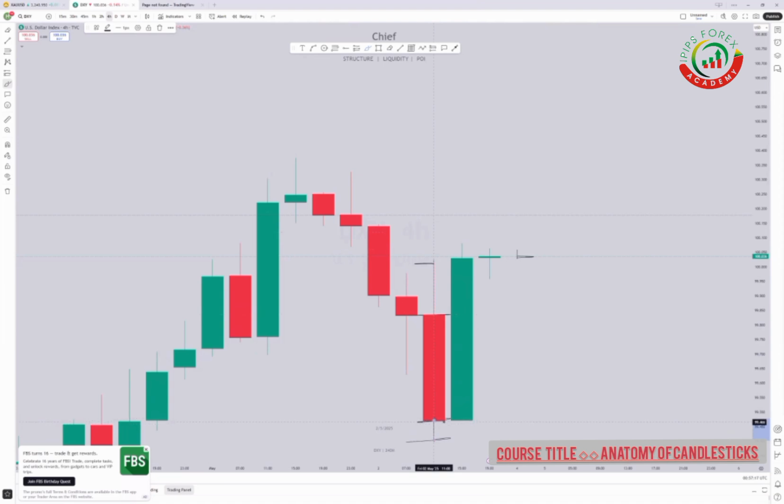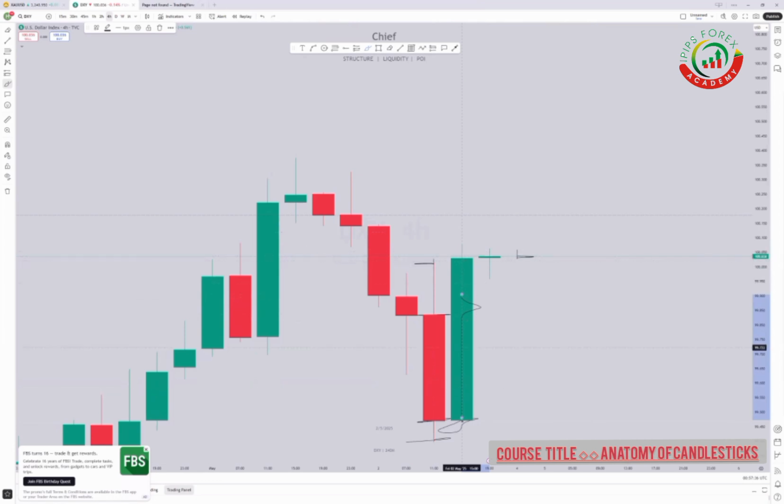And you can see immediately it closed here, that is the same place that's the open of this next green candle. You can see the open here. And this one did not even create any wick. It just started pumping up. That is why we have this green candle.